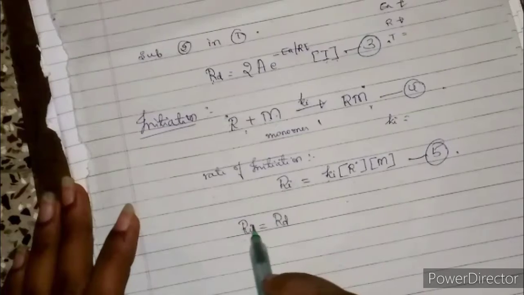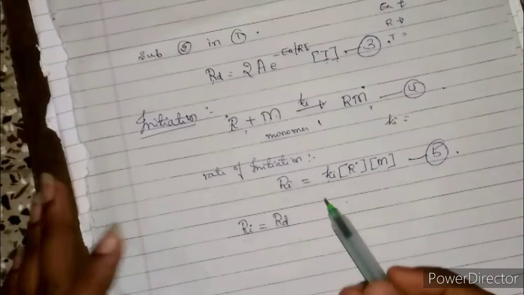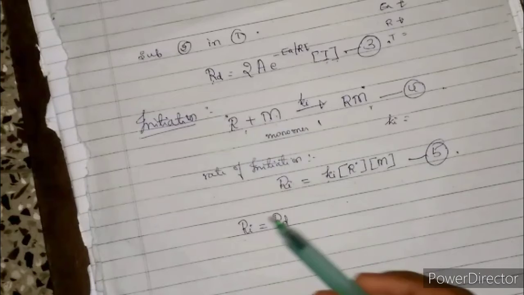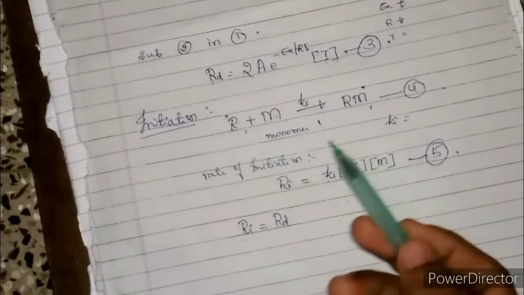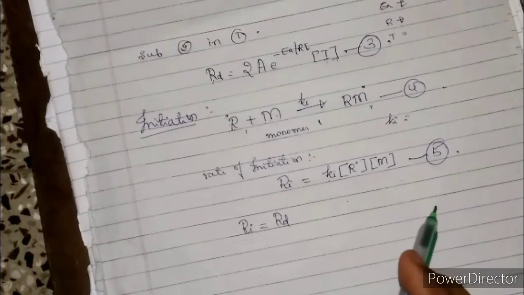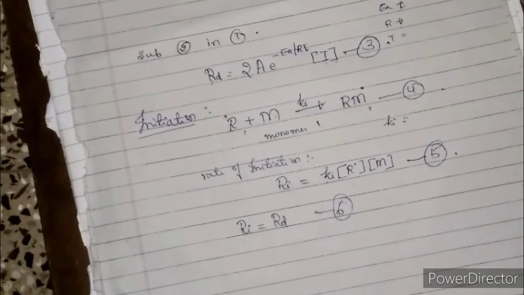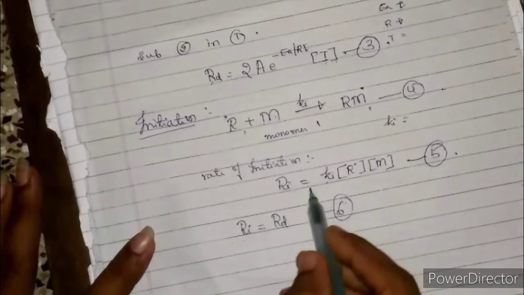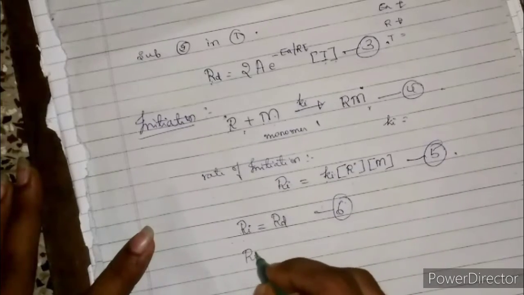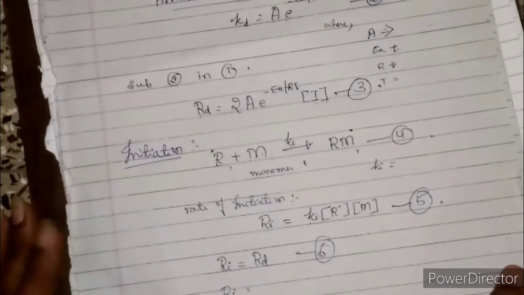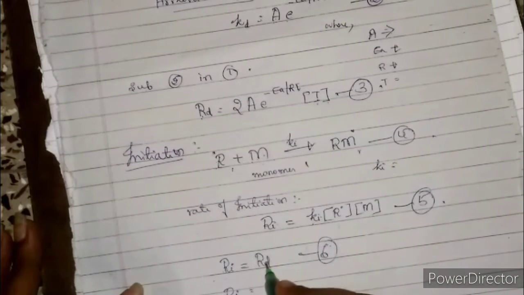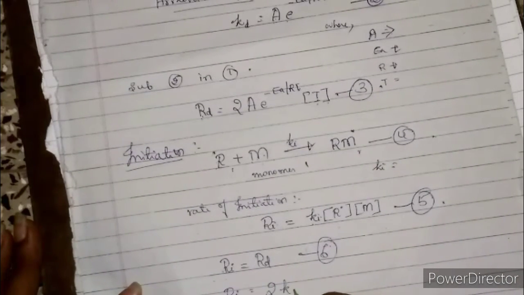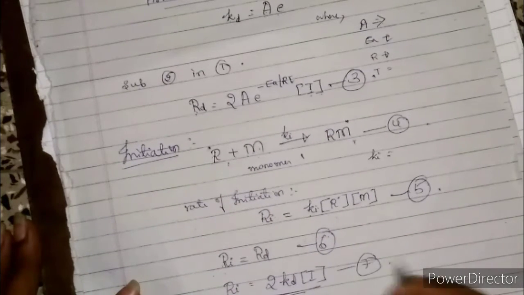Okay, why is it so? Because the free radicals are highly reactive. The rate at which free radicals are generated must be equal to the rate at which they are attacking the monomer. So these rates must be equal. This is equation number 6. Now you have the equation for the Rd, right? We are not substituting here, so keep Ri as such. In the place of Rd, we named it as equation number 1. From 1 you can substitute for Rd, that is 2 Kd into concentration of I. Okay, this is our equation number 7.